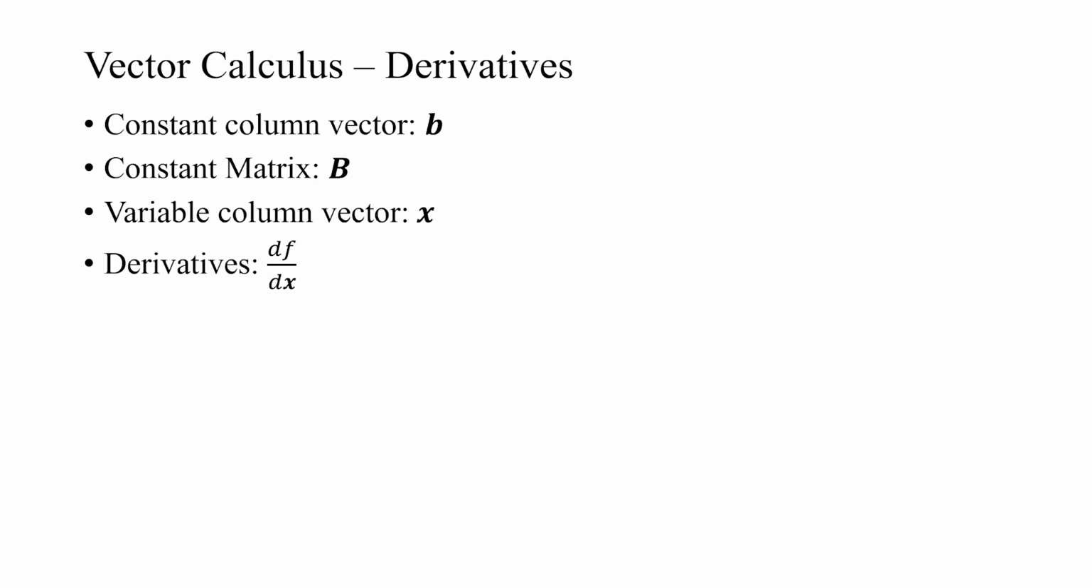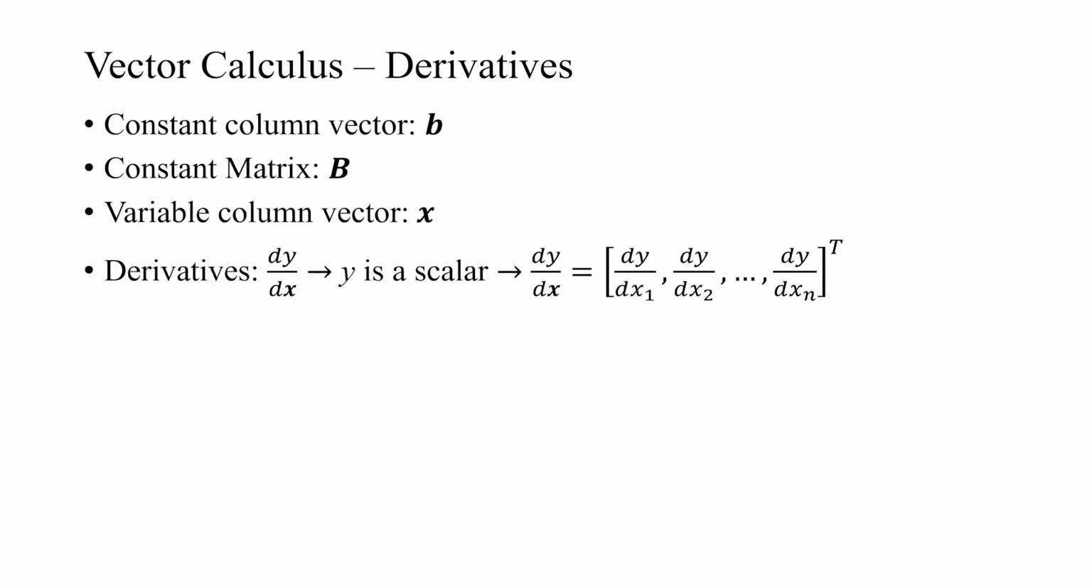So again, we go into some detail. We have the constant column vector b, constant matrix B, variable column vector x, and the derivative df dx is equal to what? Here, we want to change f to y. The y will become a function of x. So suppose that y is a scalar. Sometimes the function of the vector will become a scalar, which means that if y is a scalar, we take the derivative dy divided by dx, where y is a scalar and x is the vector.